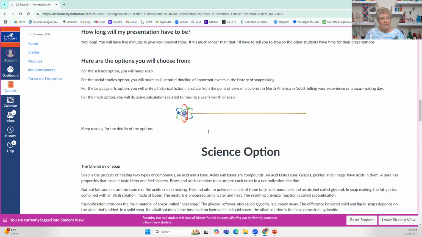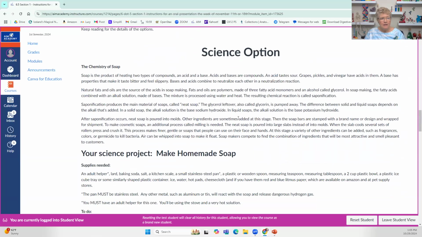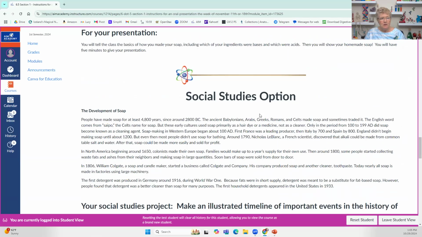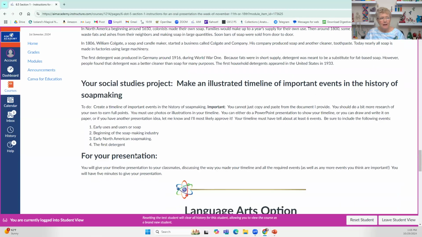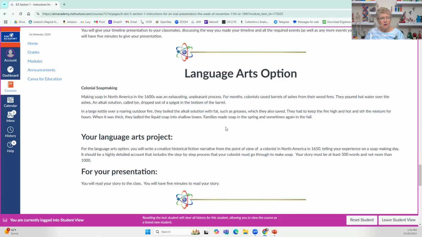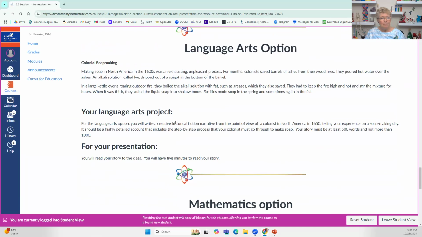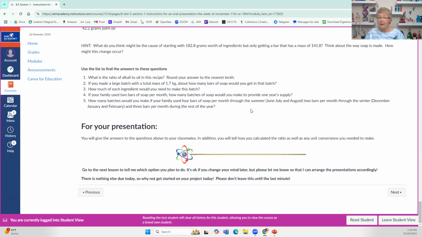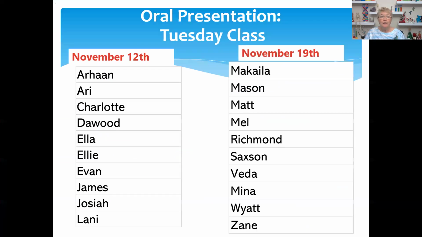You pick one. And then down here, it tells you, if you pick your science option, you're going to make homemade soap and talk about it. If you pick the social studies option, you're going to make a timeline and talk about it. The language arts, you're going to write a historical fiction narrative and talk about it. Math, you've got some calculations and then you talk about it. Okay, so hopefully all the details that you need are there. Read it over, and if you have any questions, don't hesitate to contact me.